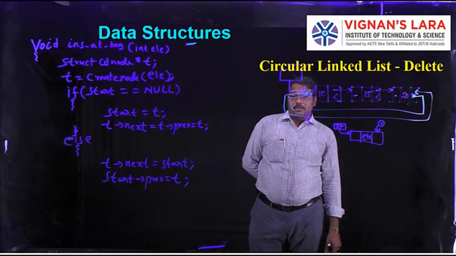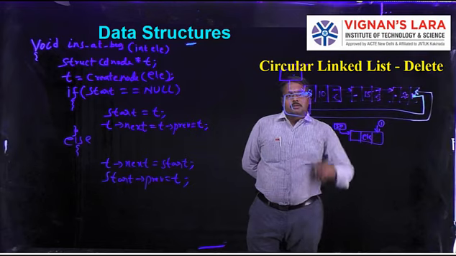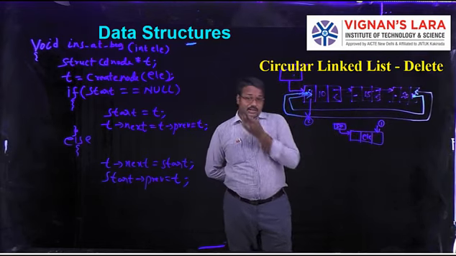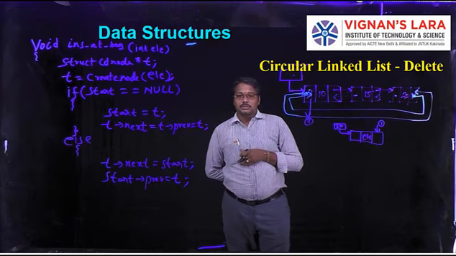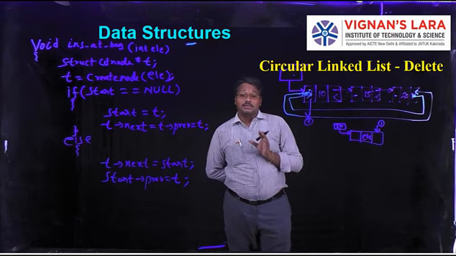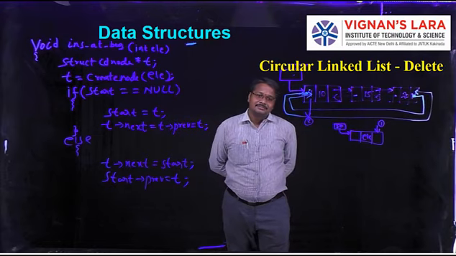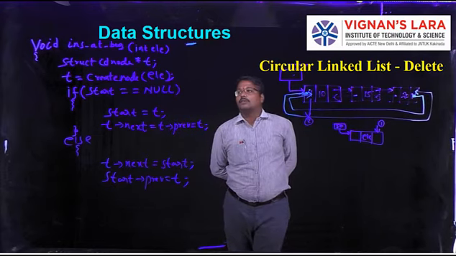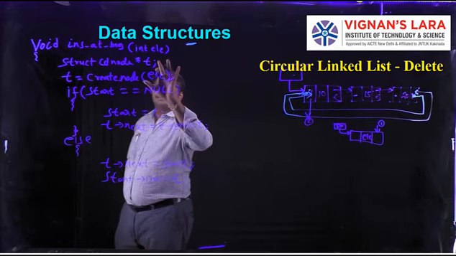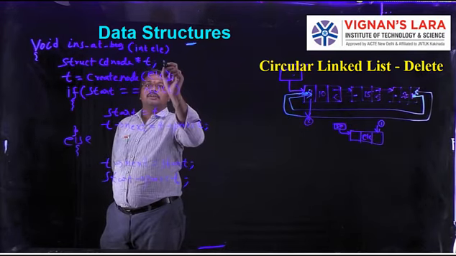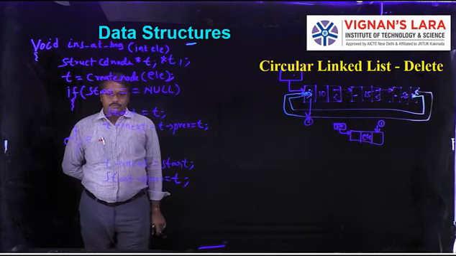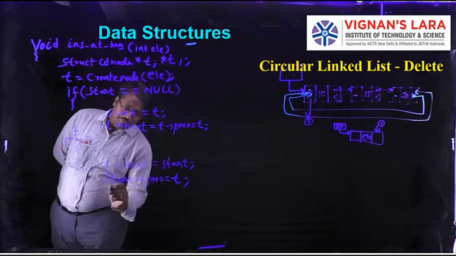Next, third operation. Third operation means what? The previous node address should be the last node. So we need to find the last node address here also. For finding the last node address, what do we have to do? Compulsory, we need to travel in the linked list. Say T1, mandatory.